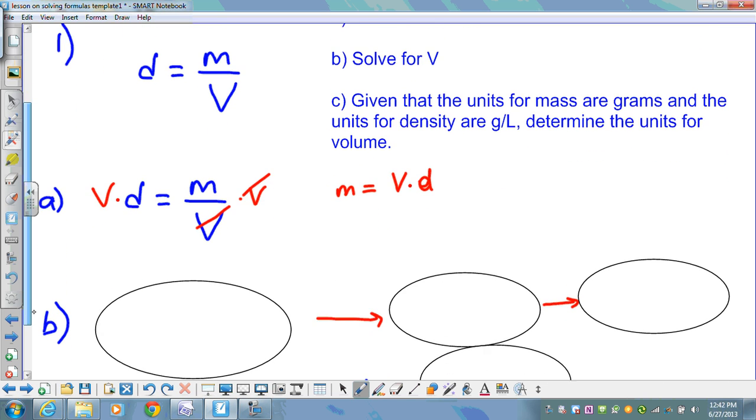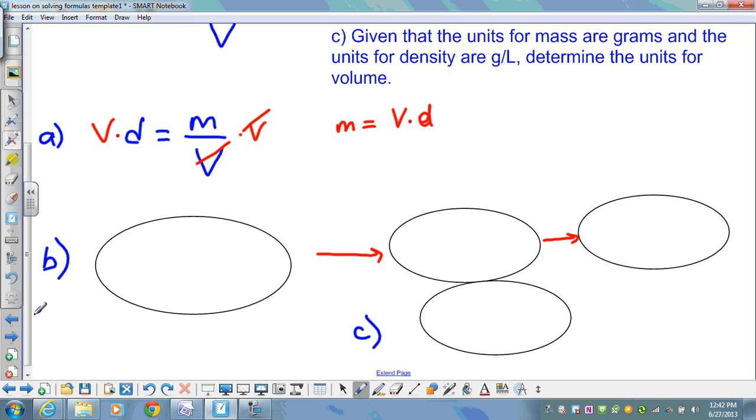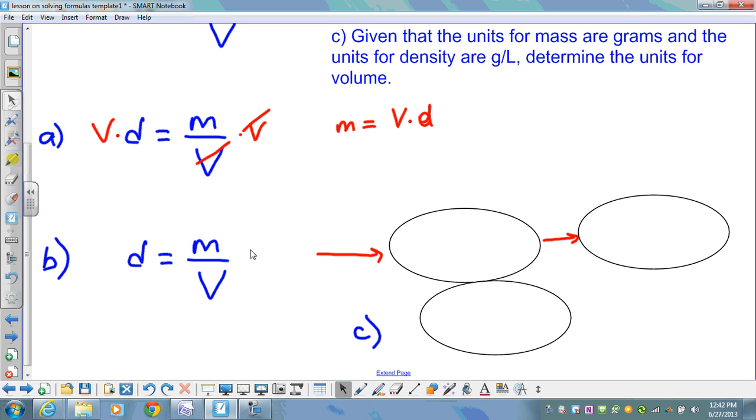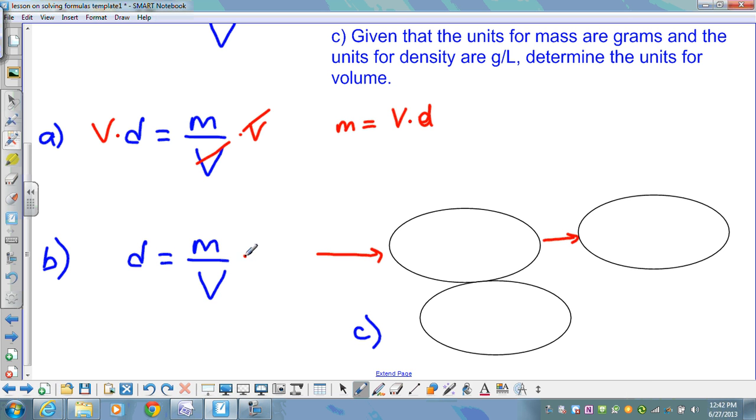Okay. And in part B, we're supposed to solve the same equation, but this time for v. So let's begin with the same equation. And the first step will still be the same, even though we're solving it for v. First, it's good practice to try to get rid of the denominator. So we'll multiply both sides by v. So once again, the v's cancel. So what we have is m equals v times d.